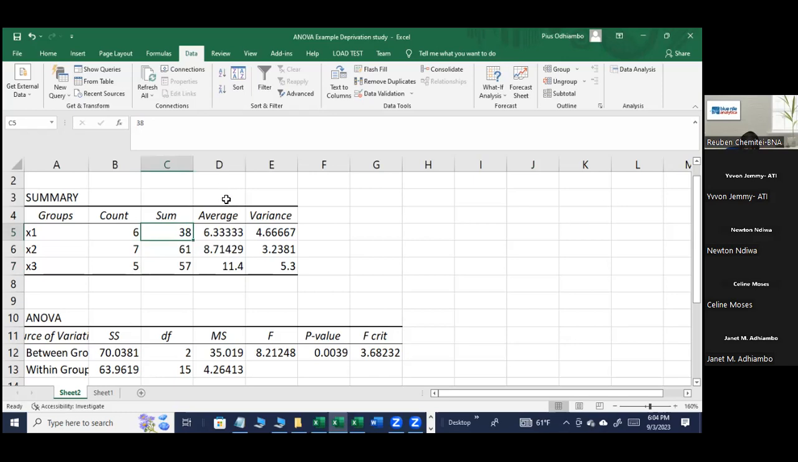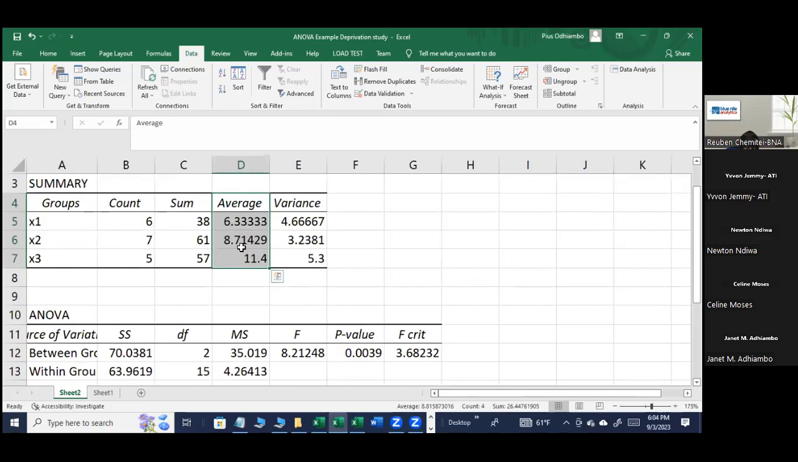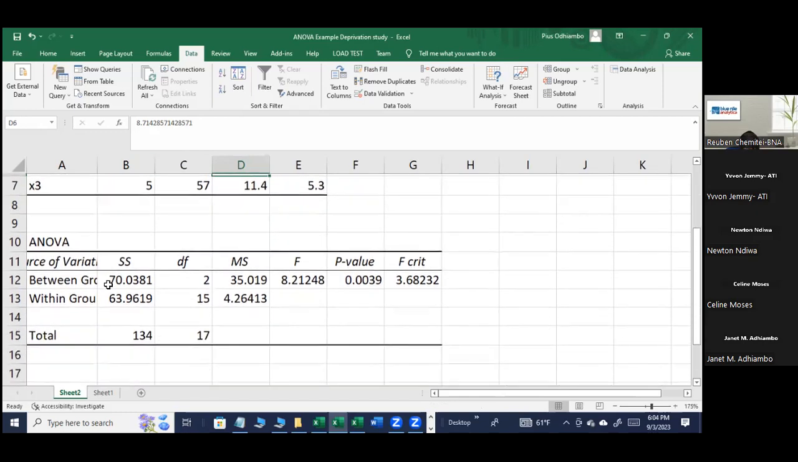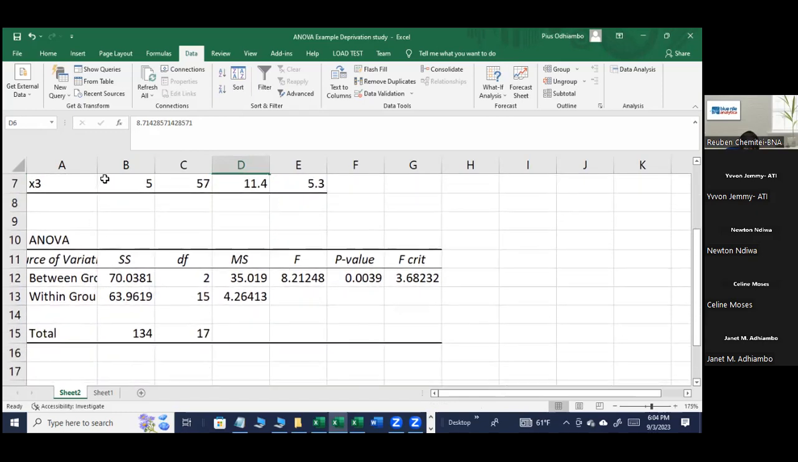And then we have the average. The average is basically the means. It calculates the means, and we have the variance. So this is the summary of the analysis of variance. Then now we have this table. You can see this table.